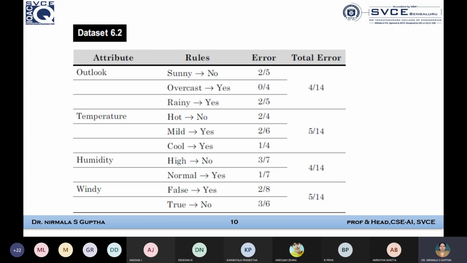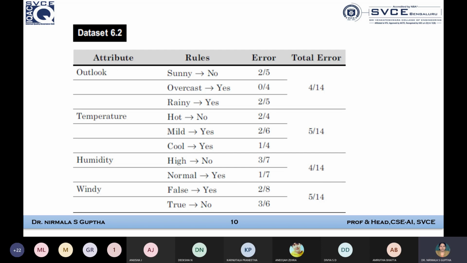Now, the third parameter is the humidity attribute. Again, there is a tie between humidity and Outlook. You can make an observation. Obviously the denominator is the same, 14, for everything. But between the two attributes, Outlook and humidity, the errors we got are 4. So both have 4 errors out of 14 instances.